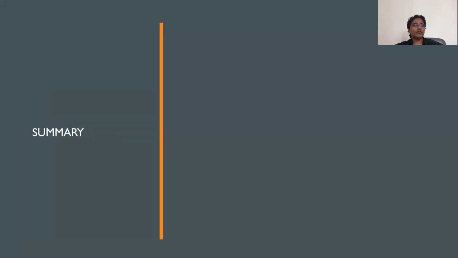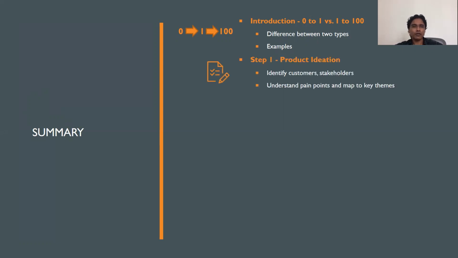All right, so we just finished the five steps. In summary, let's understand what we learned. We learned how to take a product from zero to one. We understood a little bit of the difference between a product which is zero to one versus one to 100. We understood it with an example, where we took the example of a customer engagement platform.